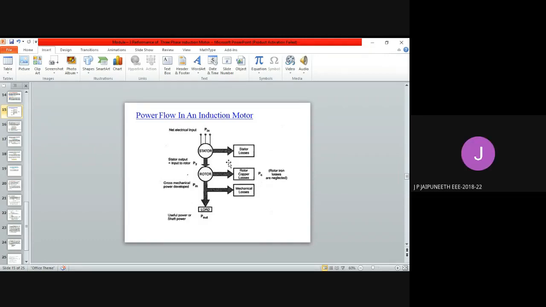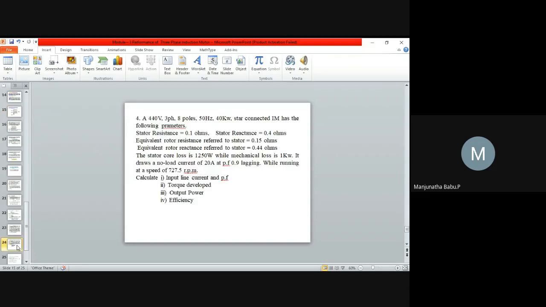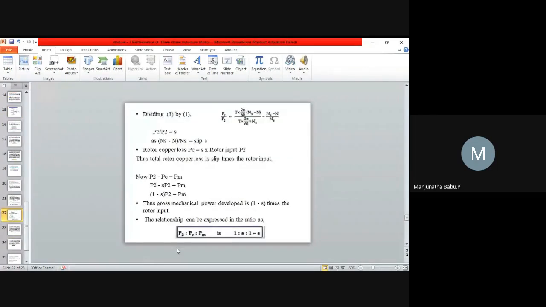Next, let us go for rotor copper loss. To find rotor copper loss, we go for the losses P2 and PC. P2 is 1 and PC is S. So P2 divided by PC will be equal to 1 divided by S.